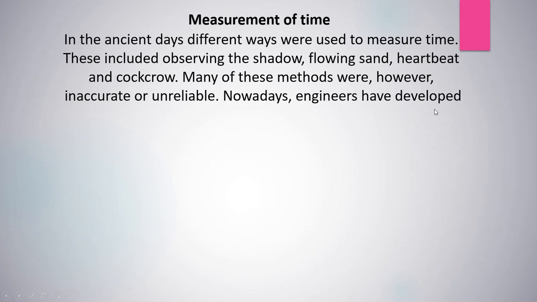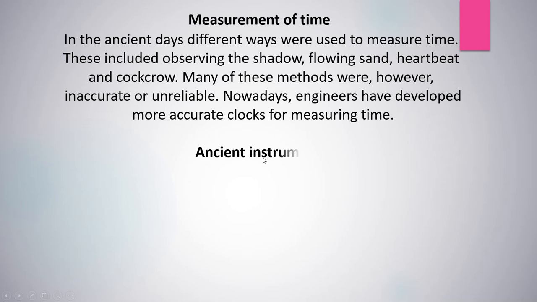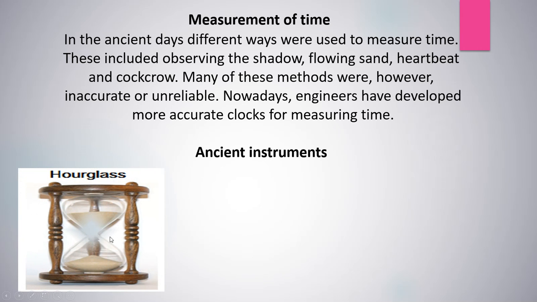Nowadays, engineers have developed more accurate clocks for measuring what? Time. Remember, when you're studying physics, you can become an engineer and specialize in physics. So those who specialize in physics have manufactured clocks that can accurately measure time in these modern days. Okay, but let me just give you some pictures of the ancient instruments used.